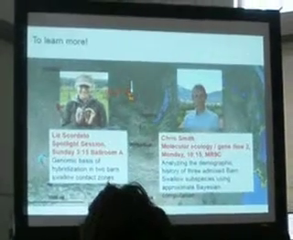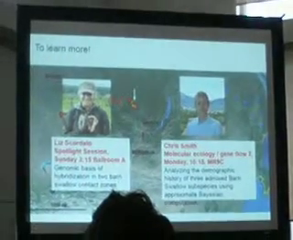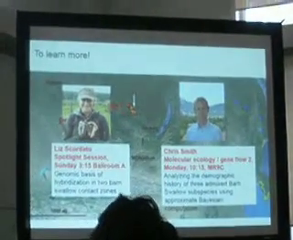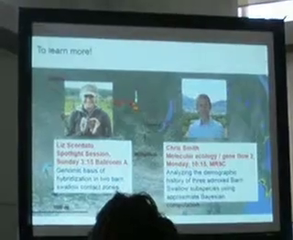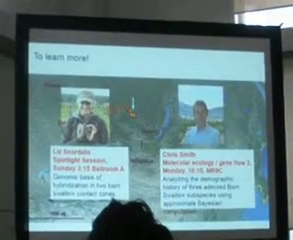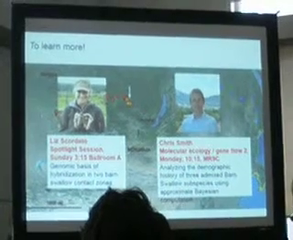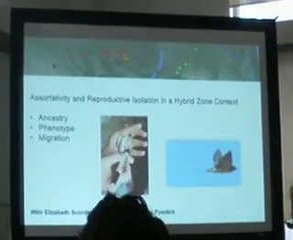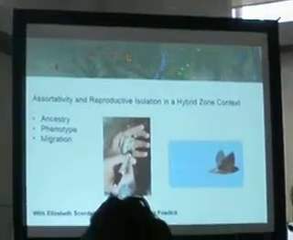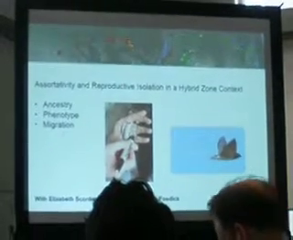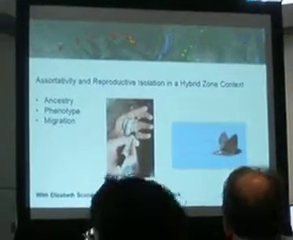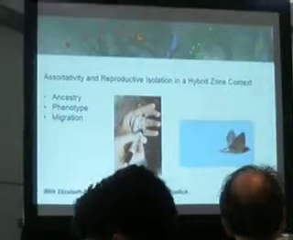But if you want to learn more about what's happening in these contact zones, you need to see Liz Gordano's talk in the Spotlight session tomorrow. And also to learn more about the demographic history of these populations, you need to go to Kristen's talk on Monday.